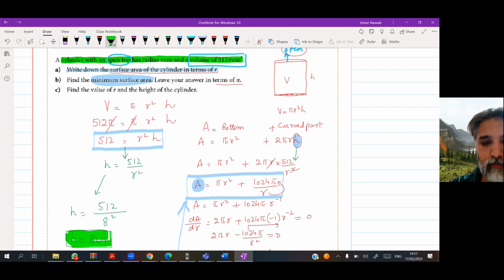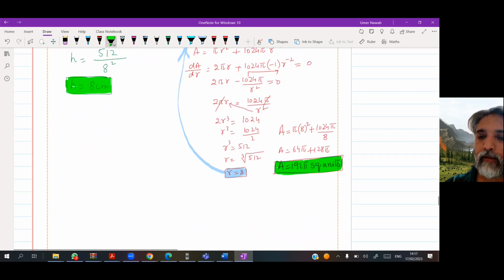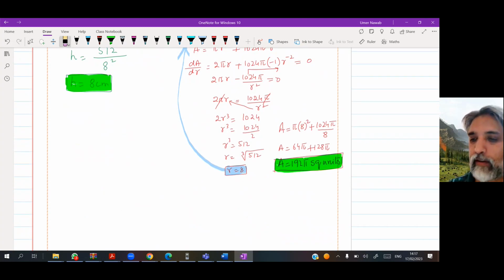So we found the height. I need to write here centimeters squared. This is the area. So let me give you the reflection of this question.